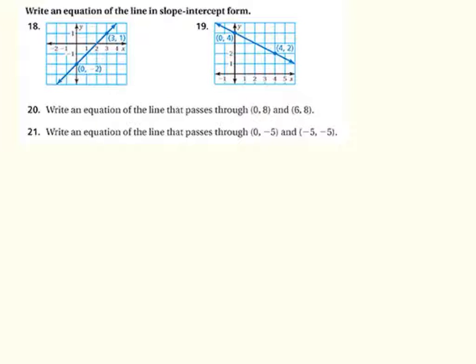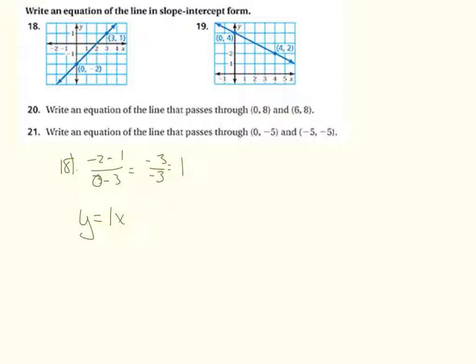So looking at this, anytime we're given two coordinate points, we need to find our slope. So obviously that's going to be our first step on number 18 as well. We're going to say -2 minus 1 on top over 0 minus 3, and I get -3 over -3, and I get 1 for my slope. So far what I know is this much information. y equals 1 times x.